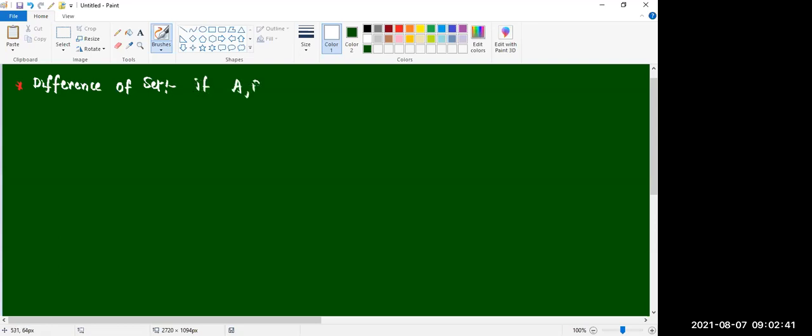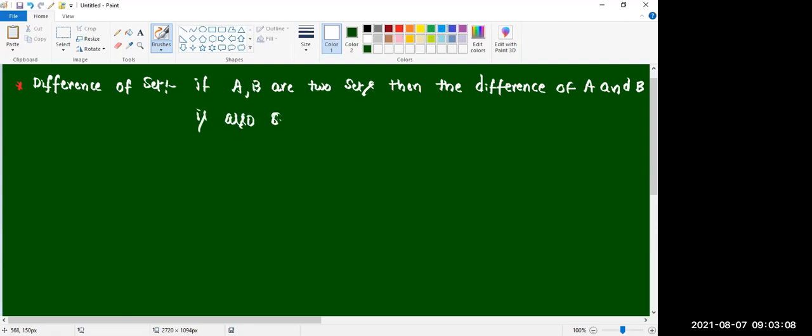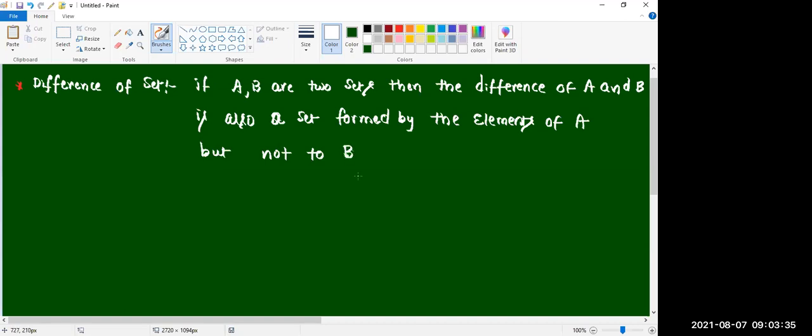If A, B are two sets, then the difference of A and B is also a set, formed by the elements of A which do not belong to B. We write it, denoted by A minus B.